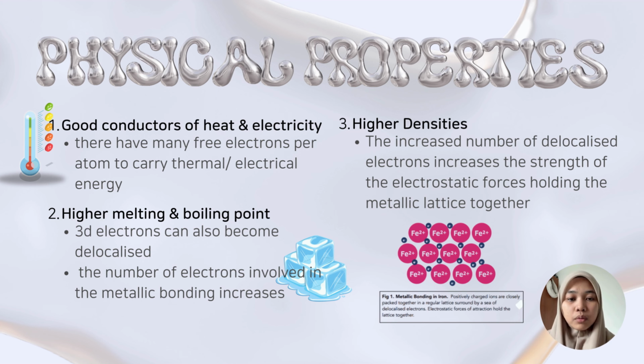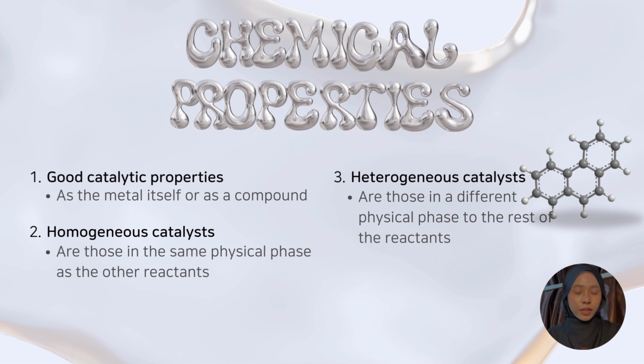Another important property is that transition metals tend to have higher densities. This can be explained by the same principle as their higher melting points. The delocalized electrons not only make the metallic bonds stronger but also bring the metal atoms closer together, increasing the density of the metals. Next, for the chemical properties of transition metals, first we have catalytic properties.